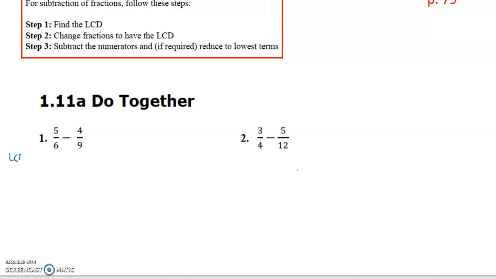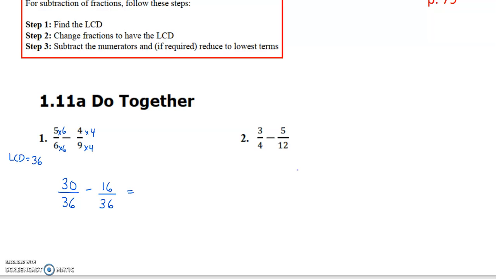So lowest common denominator of 6 and 9. 6 times 6 is 36, and 9 times 4 is 36. So 36 is our lowest common denominator. So I'm going to go ahead and set it up. I always write these down so that I don't make mistakes, because if I don't write things down, I'm going to be multiplying by the wrong numbers. So that's going to give me 30 over 36 minus 16 over 36.